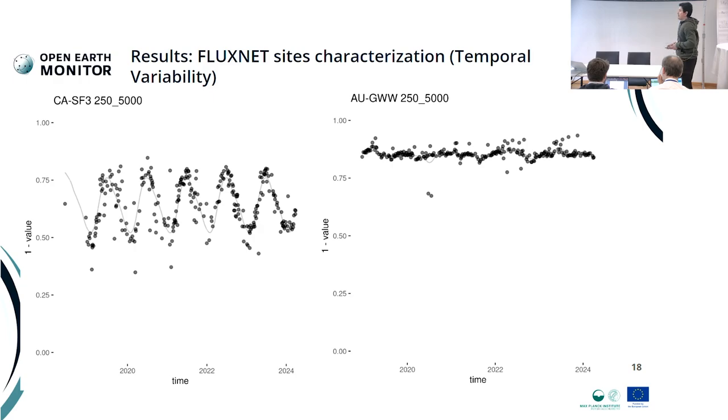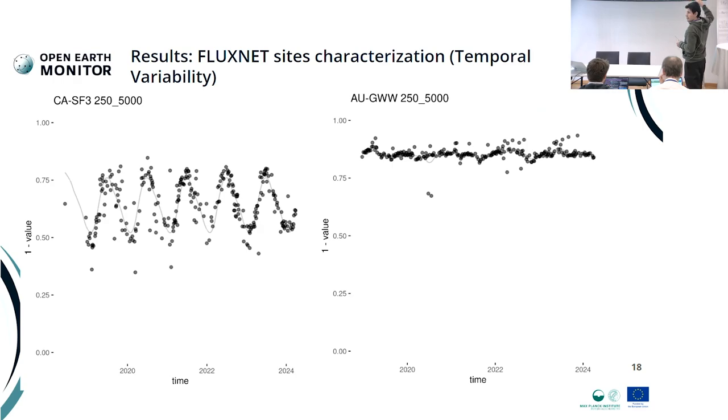On the temporal results, here I present two sites. One is in Canada, and the other one in Austria, just to show an example of the temporal variability for different sites. For the first site, we have a seasonal cycle that is quite clear. For the second one, we have a signal that is quite stable.